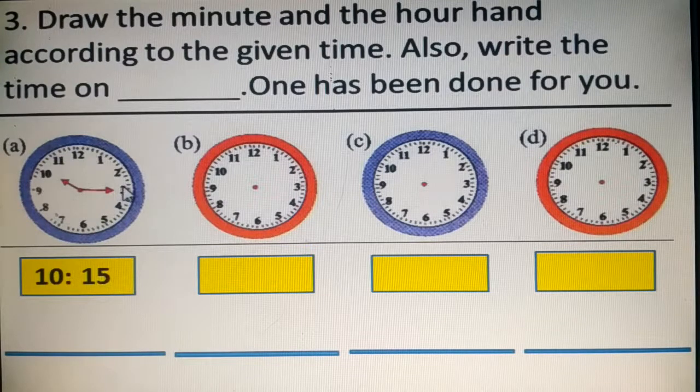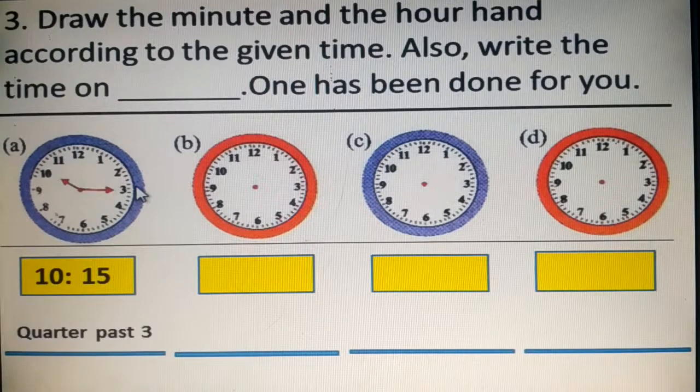3 5s are 15. And it can also be written as quarter past 3. When the minute hand indicates 3, it means quarter past. And the time is quarter past 3.